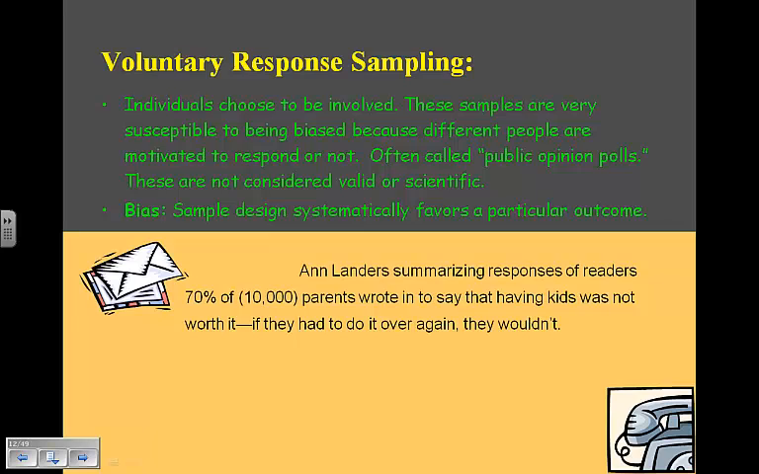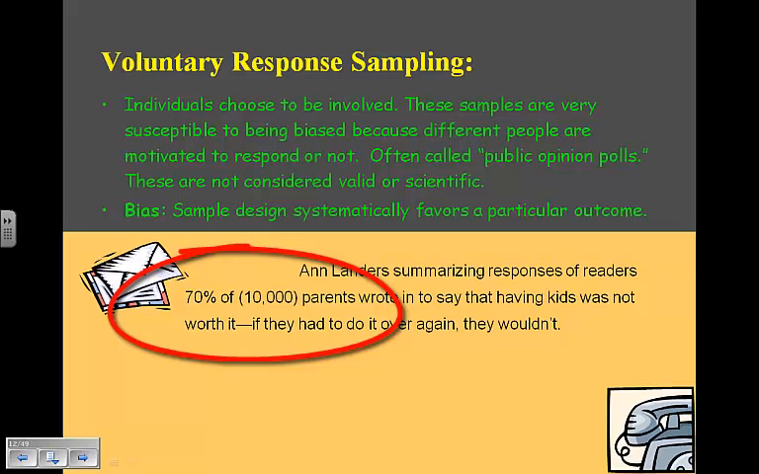So here's a famous example of this. Ann Landers, a columnist, summarized the responses of readers. She had 10,000 people write in to her. 70% of the parents wrote in to say that having kids was not worth it. If they had to do it over again, they wouldn't. She asked her readers to send letters saying whether they regret having kids, and 70% wrote back saying, not worth it, wouldn't do it again.